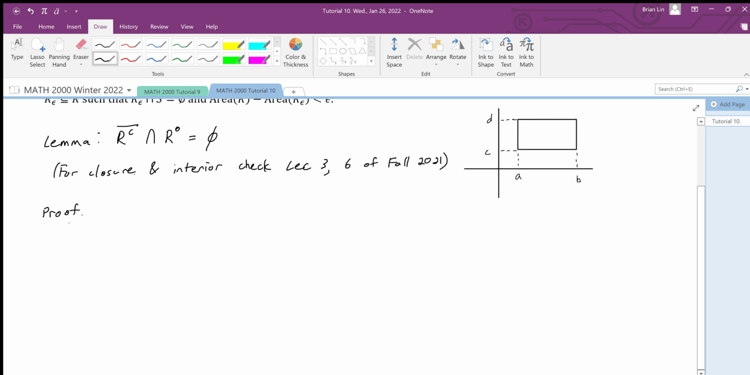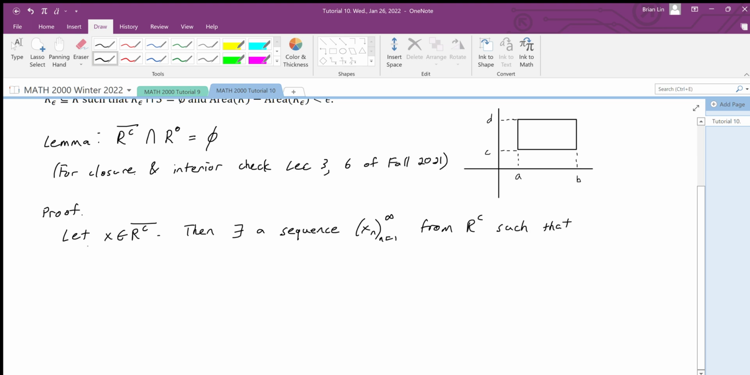So to prove the lemma, we begin by picking something in the closure of the complement. And if you're inside the closure of the complement, there exists a sequence from our complement such that the limit of this sequence gives back your point x. That's what it means to be in the closure. So that comes from lecture 6 specifically.